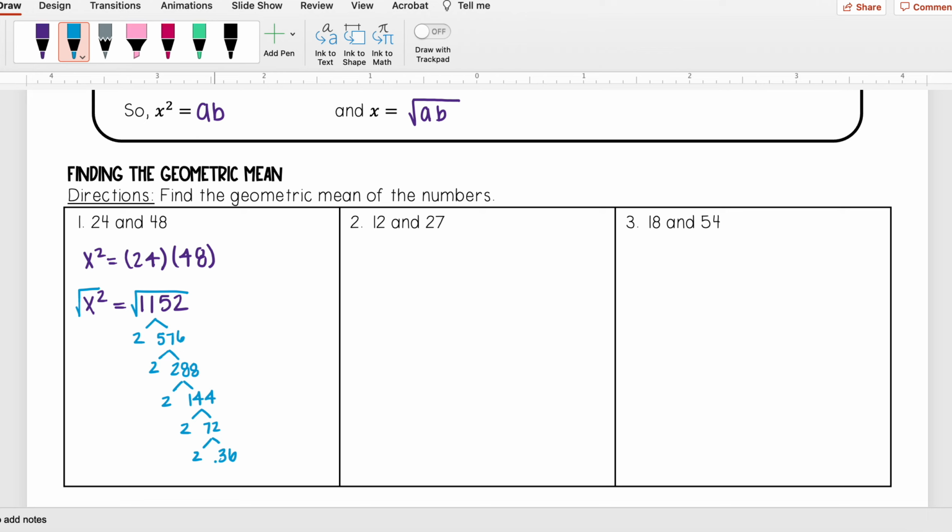I noticed that 36 is actually a perfect square, so I can just write this as 6 and 6. So I have another pair that comes out. Now I'm looking for all my pairs. I see a pair of 2s, another pair of 2s, and a pair of 6s. That means x is equal to 2 times 2 times 6, and I'm left with just a 2 in the radical. 2 times 2 is 4, times 6 is 24, so x is 24 root 2.